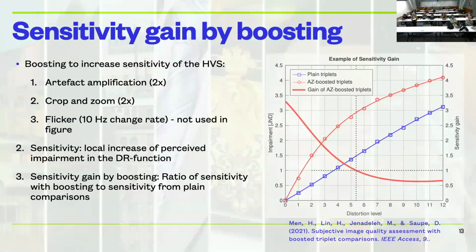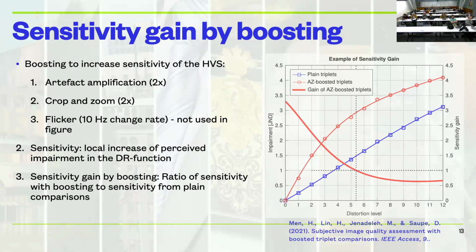So what can be gained with such a boosting? This is from a previous study we did for IEEE Access some years ago. Here you can see on the graph on the right a distortion level on the horizontal axis. So this is kind of a linear scale for the distortion. And then you can see on the vertical axis the perceived impairment on the JOD scale. And it's a linear curve. And we arranged our distortion levels so that the perceptual impairment linearly grows with the distortion level.